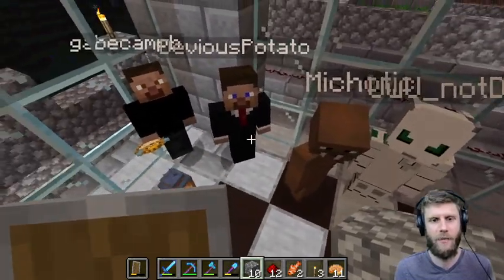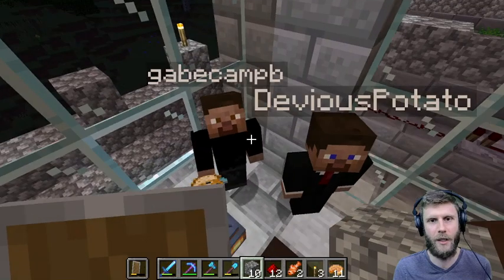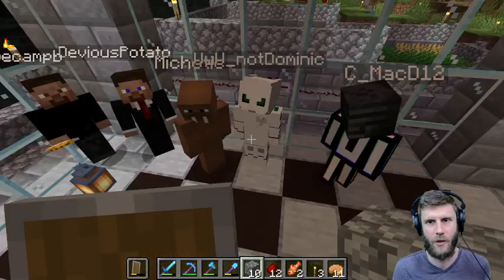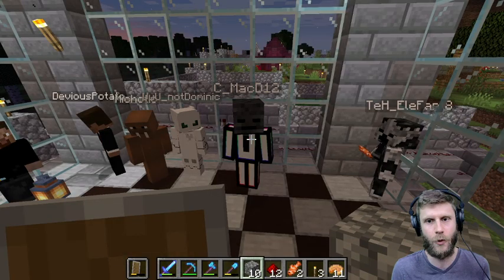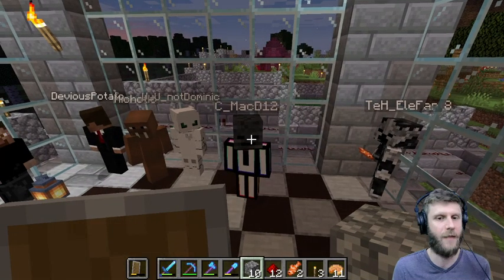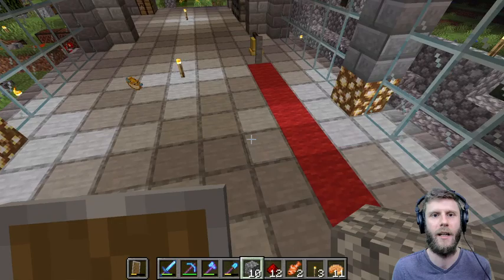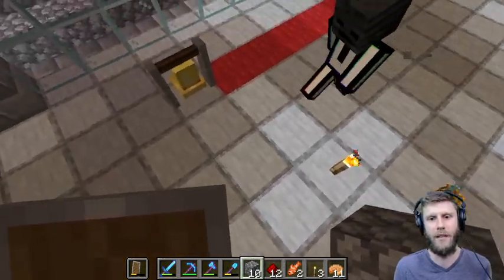Mecodic, no, you're not smaller. Devious Potato, you're not smaller. And Gabe Camp, no, you're not smaller. So here's what we got. I did my linear search through all the existing things, and I now have the smallest thing. So you're gonna come with me, CMAC, and you're gonna stand here at the start of the line.